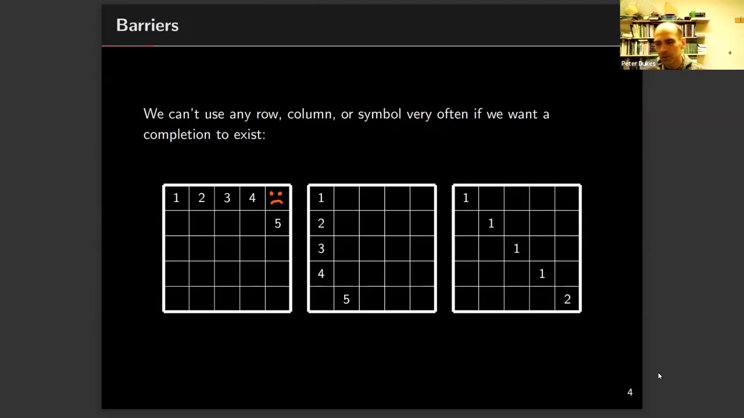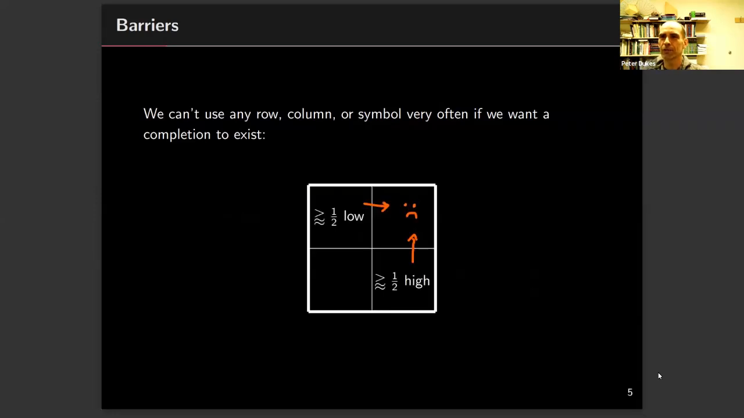So in these cases, this shows that if we want to guarantee a completion, we better not use any row or column or symbol very often. But I mean, this is quite extreme. This is letting the puzzle creator use almost the entire first row, say. But we can still run into problems even if we have about a quarter of the thing filled in this way. So let me try to explain.